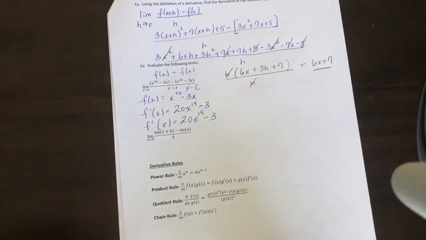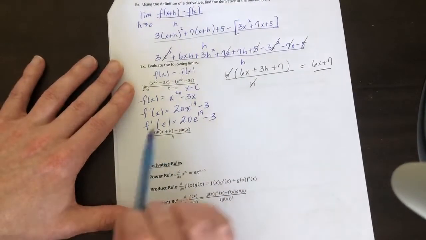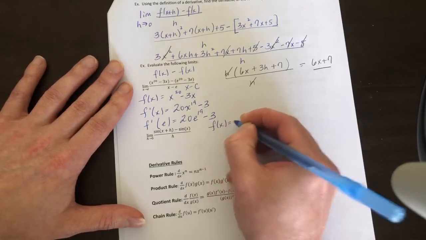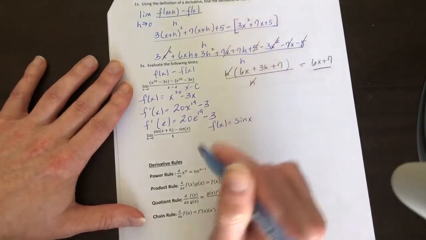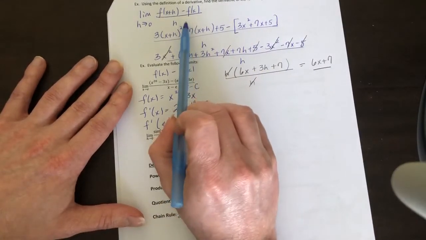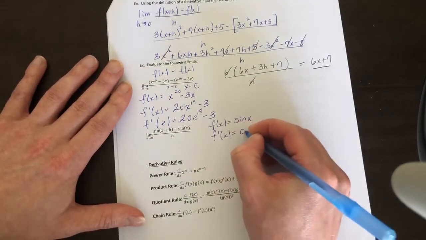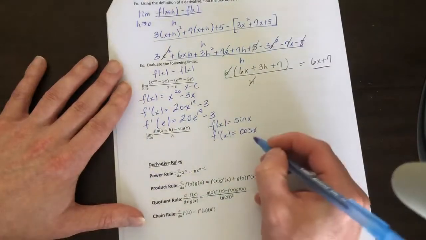Same thing on the next one, but it's not at a point. We're just asking, what does this mean? Okay, so you identify your f of x. Your f of x is sine of x because it follows the form just like we did up here at the top. And your derivative of this is just cosine. And that's your answer.